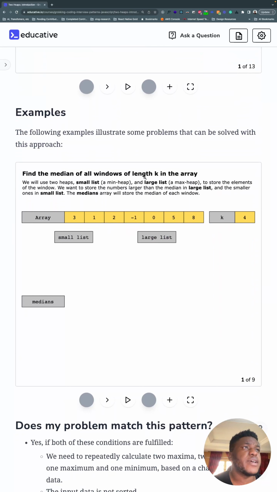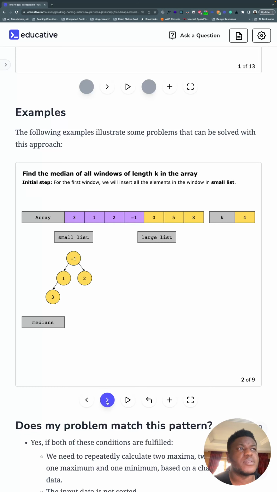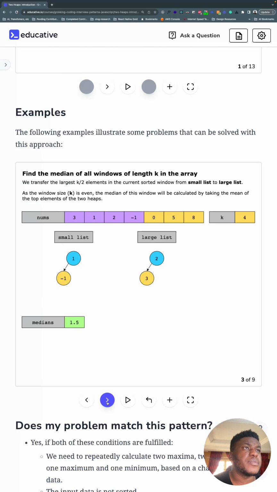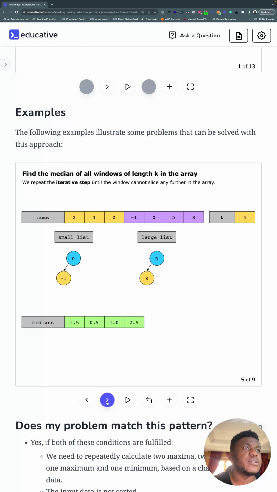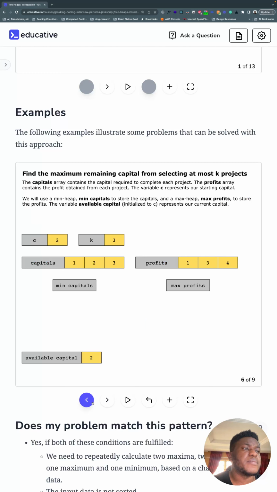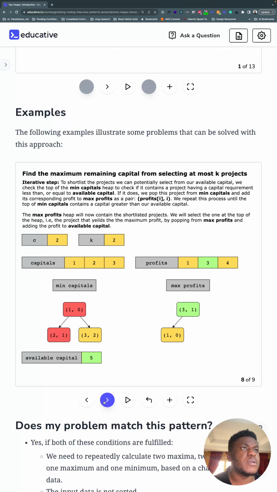So these are examples of problems you can solve, and we'll be solving at least one of these. Find the median of all windows of length k in an array. This is a very interesting problem, but it's not for today, it's the problem for tomorrow. We'll go into more detail tomorrow, not today. This problem, though, we're going to cover today in the next few minutes. And it's the maximum remaining capital from selecting at most k projects. And I'll break it down shortly.